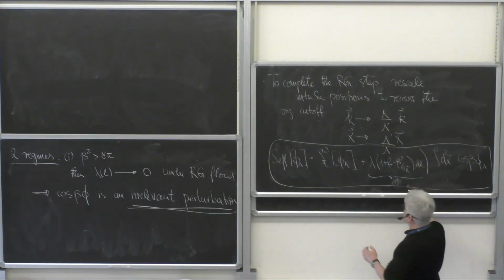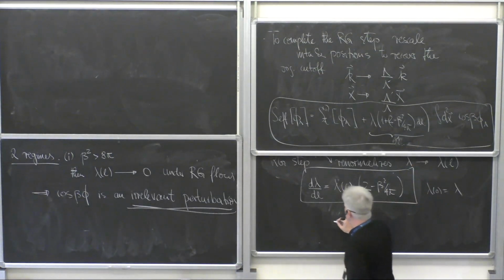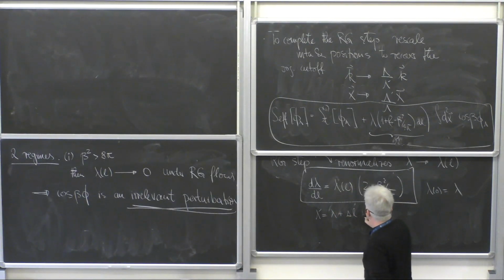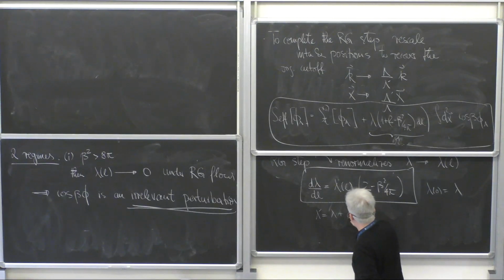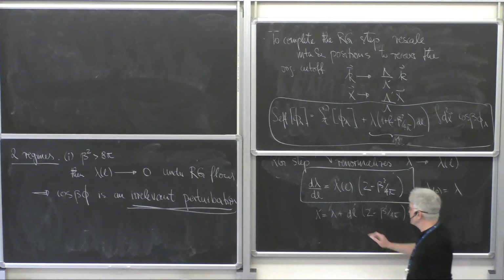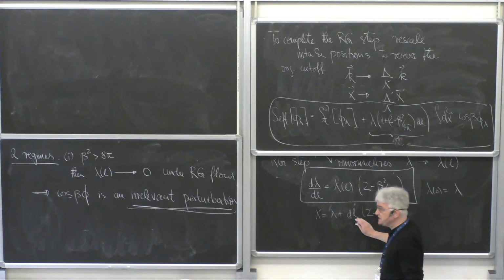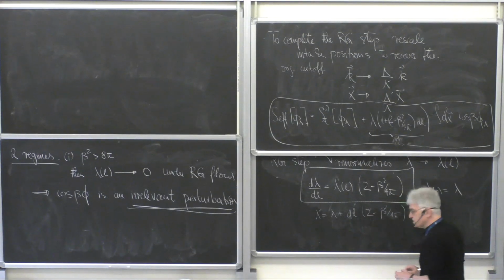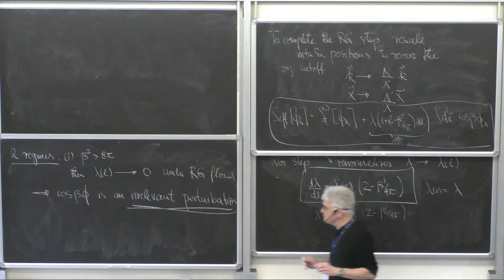In other words, this one I simply get from lambda prime equals lambda plus delta L, or dl, times 2 minus beta squared over 4 pi. Now I take lambda prime minus lambda divided by delta L, and it gives me this differential equation. Okay, so ask me afterwards.